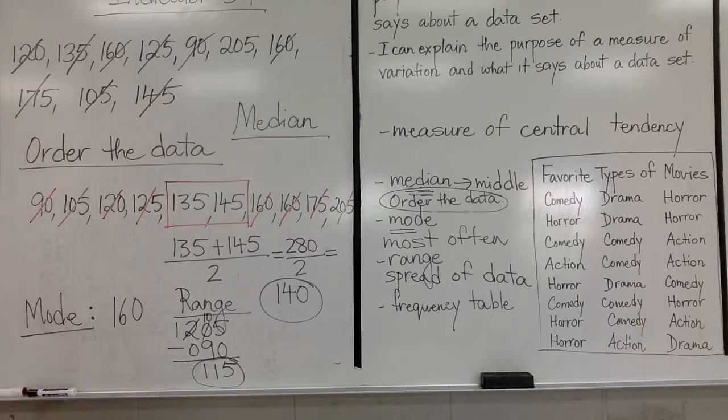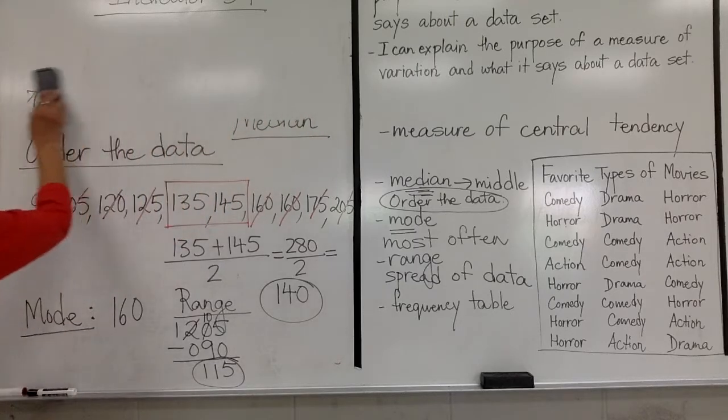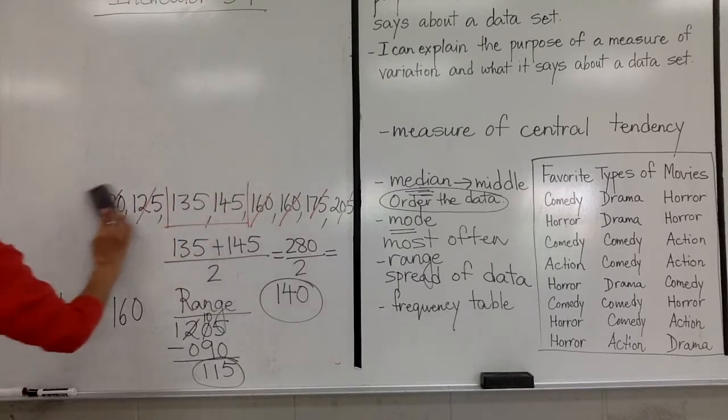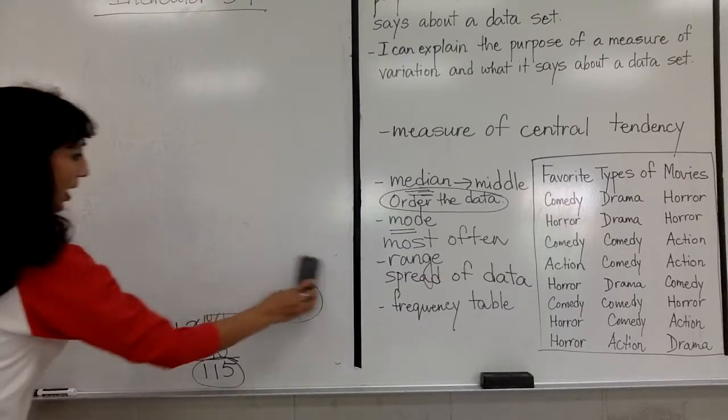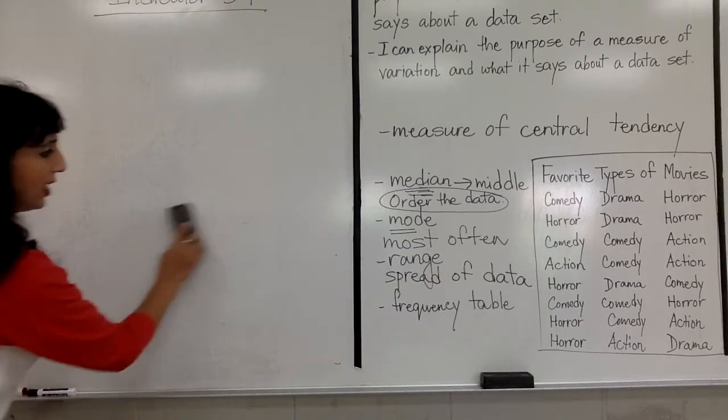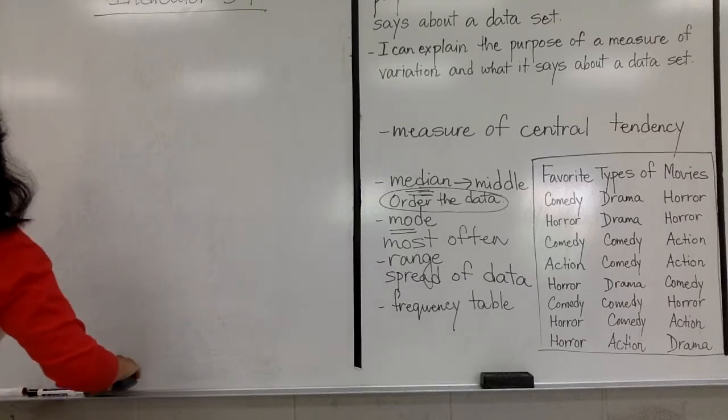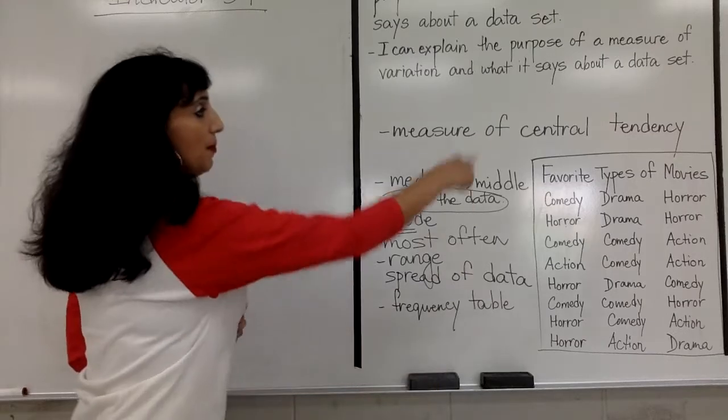So this is what median, mode, and range are. One last thing that I definitely want to show you is a frequency table. So frequency, basically what does frequency mean? When we talk about frequency, it means how many times something is occurring. And it's very, very good to calculate the mode.